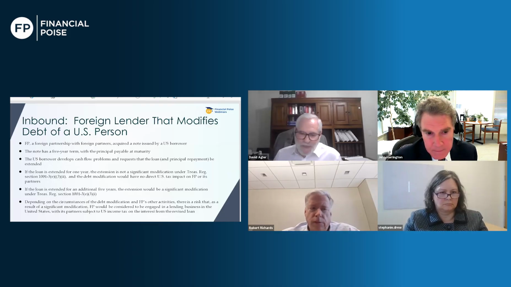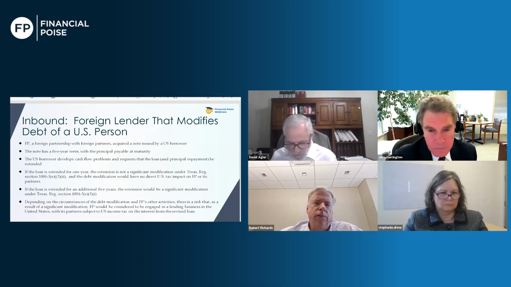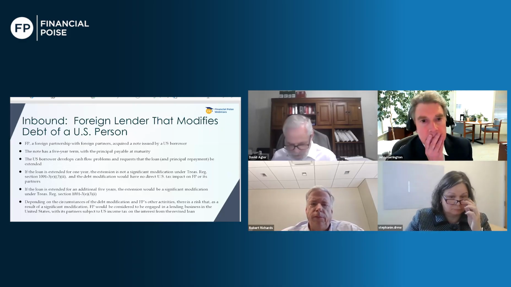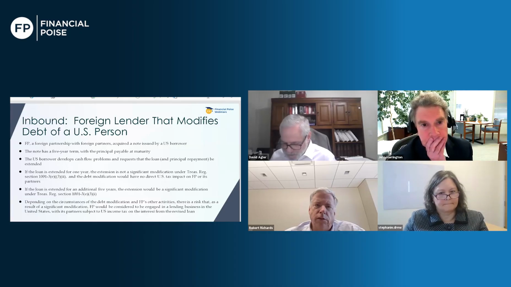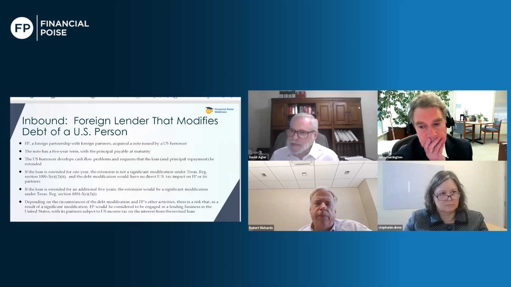So under the significant modification rules, a modification is defined as any alteration, whether it's an addition or a subtraction of any legal right or obligation of the issuer or of the debt holder. And significant modification means that these alterations are economically significant. And the regulations that are cited under 1001-3 address 5 different situations as to whether or not a change is significant.